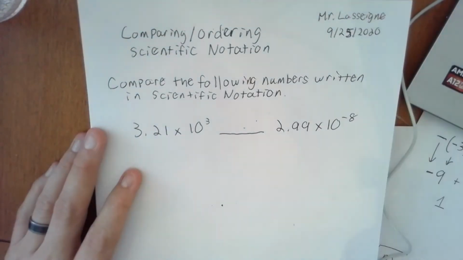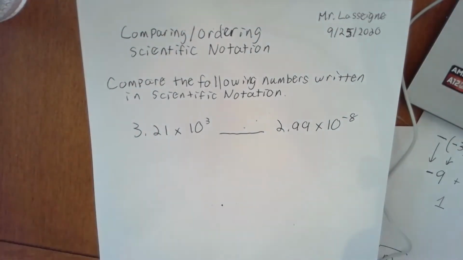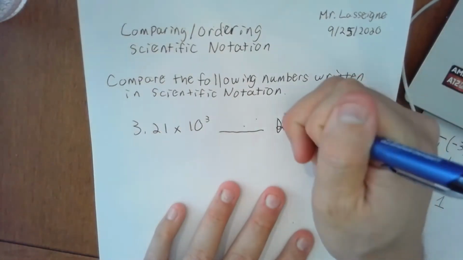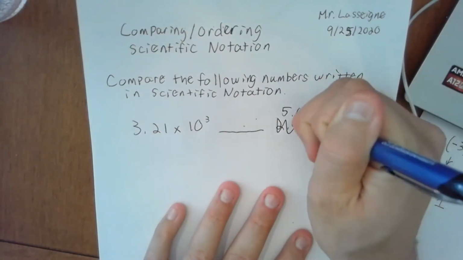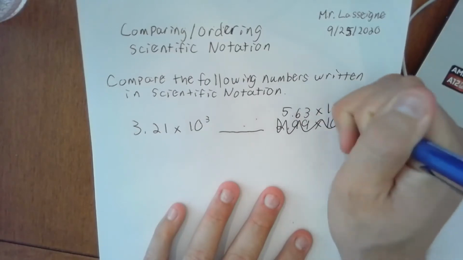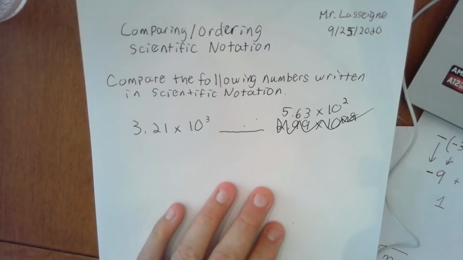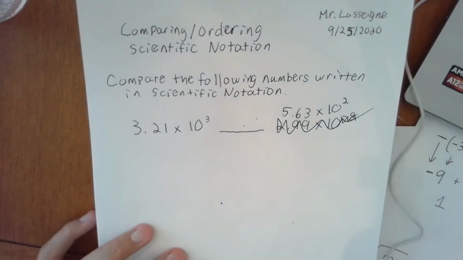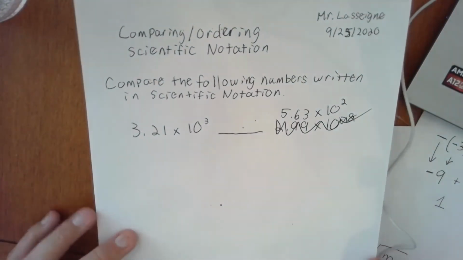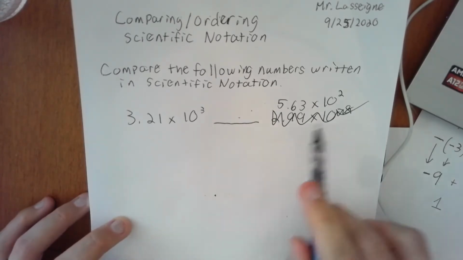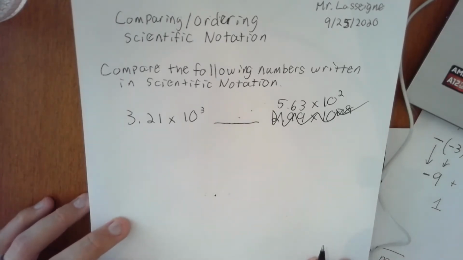Oh sorry, I wrote that from the wrong problem. Oops. We're going to do 5.63 times 10 squared. That's the problem I'm looking at. Sorry, I took some notes so I would be more organized, and I guess I failed. Alright, so we got 3.21 times 10 to the third and 5.63 times 10 squared.